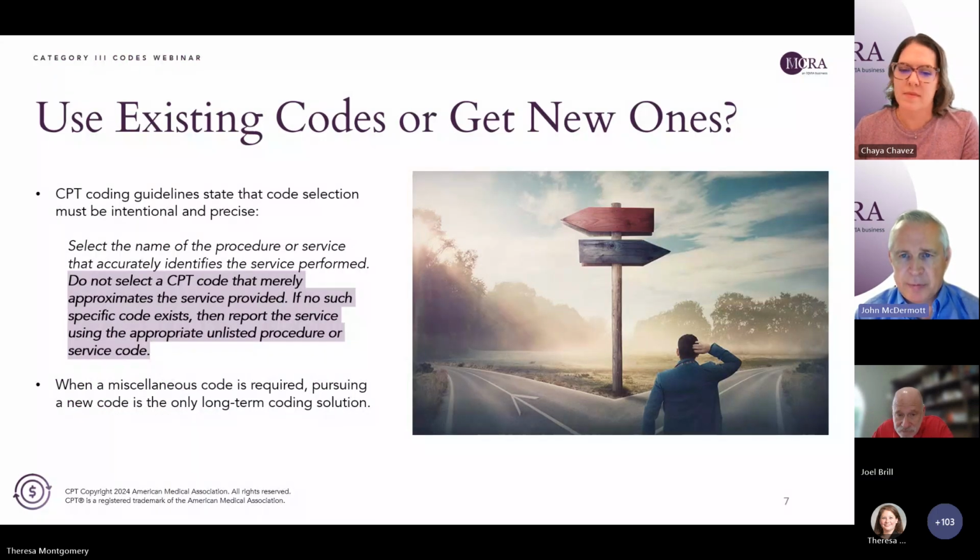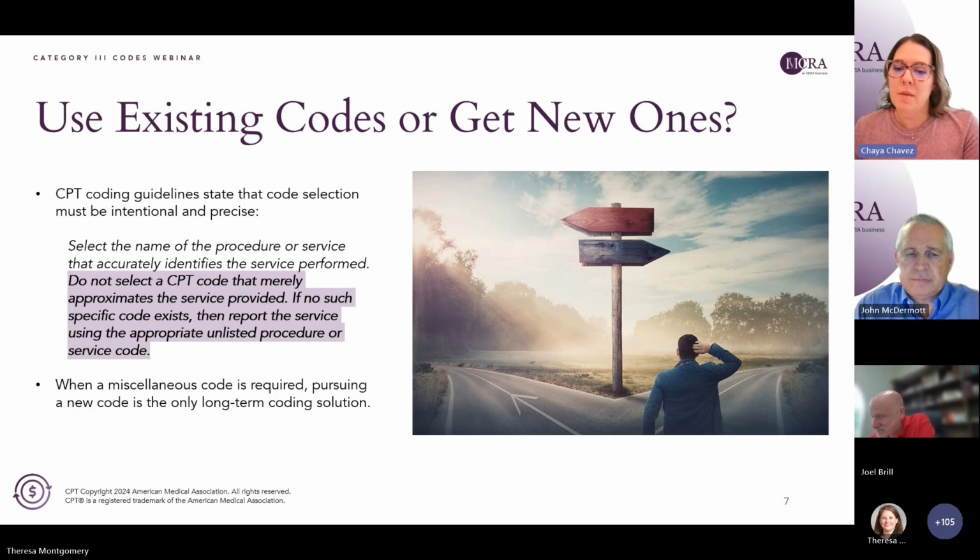So I thought it would be appropriate to have Chaya kick us off as a professional coder with her take on what I think of as the golden rule of code selection. Yeah, so one of the biggest things we hear from our clients is, do we need new codes? So one of the biggest questions that we first need to ask is, are there existing codes that meet the need for your technology?